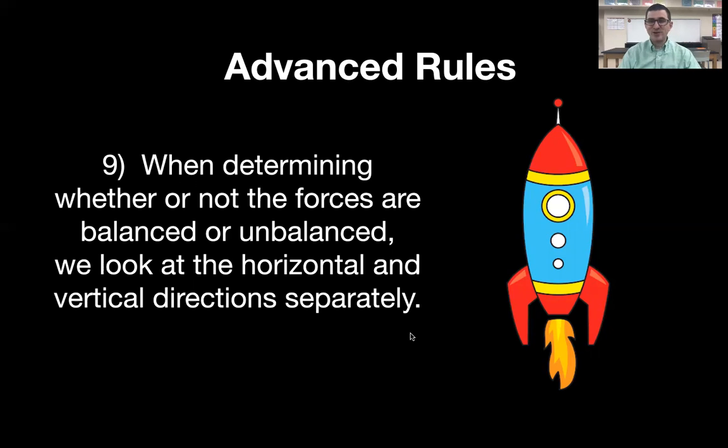Something can be balanced in the horizontal direction, but unbalanced in the vertical direction. For example, I would like you to draw the forces on this rocket ship as it is accelerating upwards, speeding up, launching off into space. Hopefully your forces are unbalanced in the vertical direction because it is not maintaining a constant velocity. But hopefully it is balanced in the horizontal direction, or else it might be veering off to the left or right, and then it would crash. So that's why rule number 9 is important: any combination of balanced and unbalanced in the vertical and horizontal directions is possible.